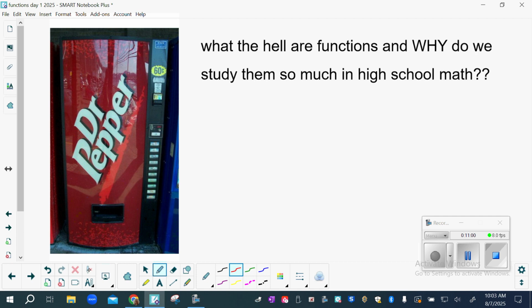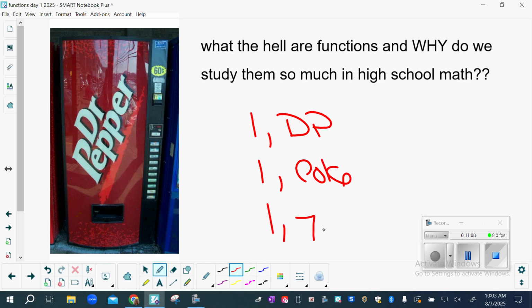How about this? What if I go 1 is Dr. Pepper and 1 is Coke and 1 is 7-Up? Function, not a function. Not a function, right? Because I don't want these other things. I'm pushing button 1, right?